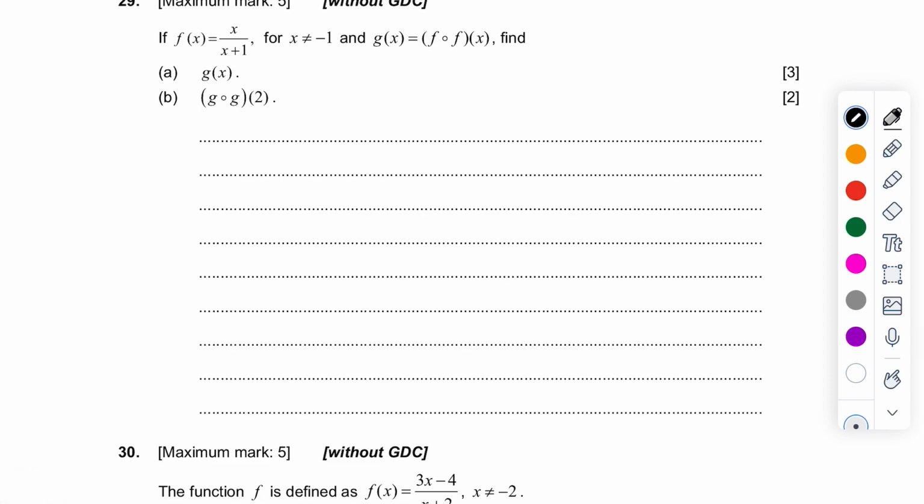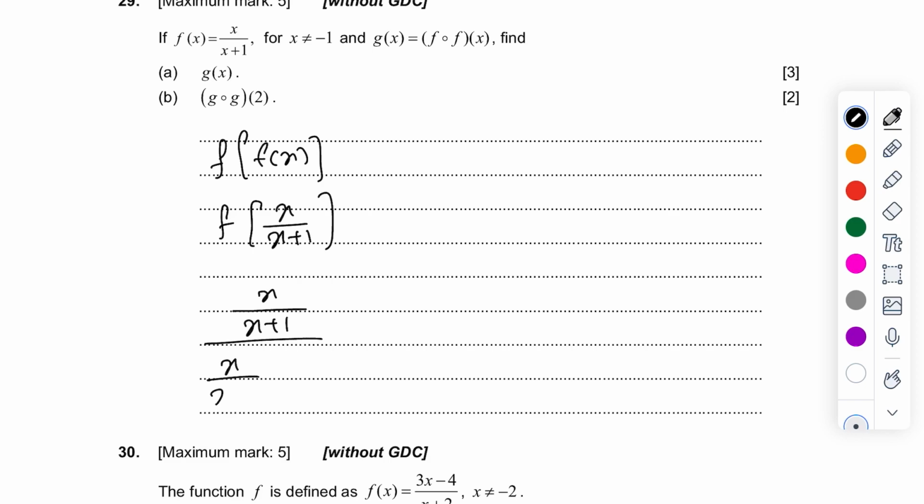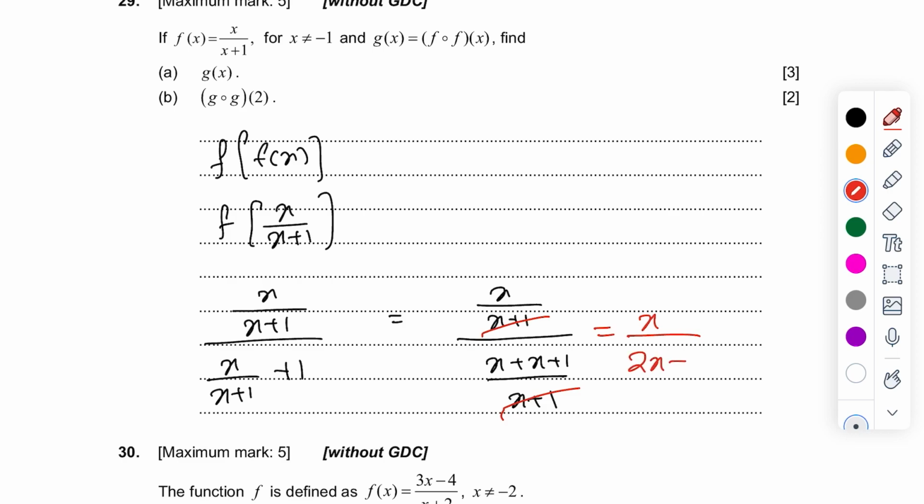g of x is f of f of x. So what is g of x? f of x is x upon x plus 1. So plug in that one. x upon x plus 1 divided by x upon x plus 1 plus 1. What does that become? x upon x plus 1 divided by 2x plus 1 upon x plus 1. x plus 1 gets cancelled. x upon 2x plus 1.